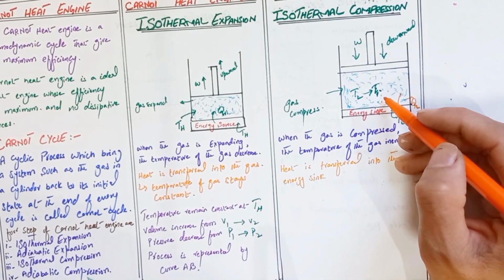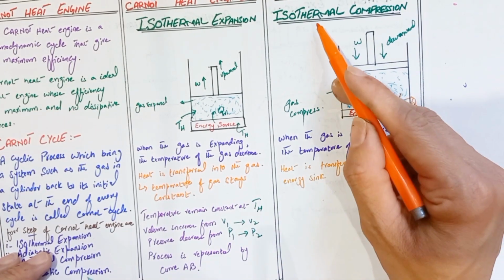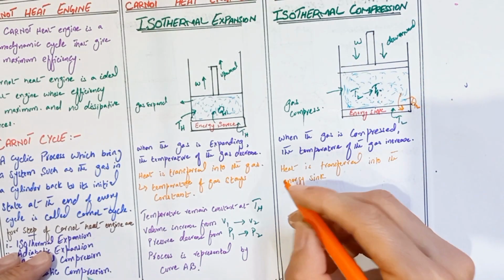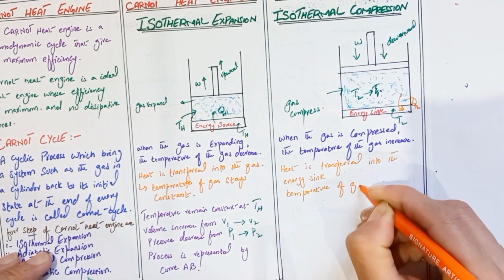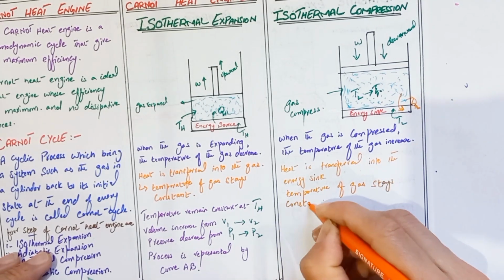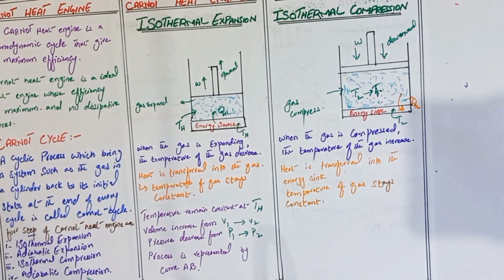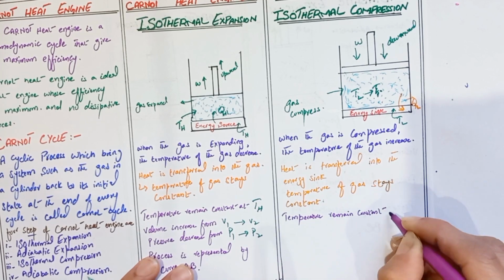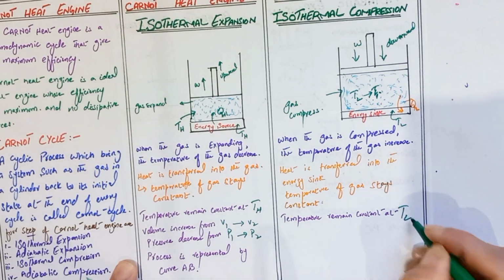Then the temperature of the gas decreases so that the temperature remains constant. This process is isothermal compression. In an isothermal process, temperature remains constant. To keep the temperature constant, energy is removed from the gas into the sink. So the temperature of the gas stays constant. Here we write the temperature remains constant at TL.